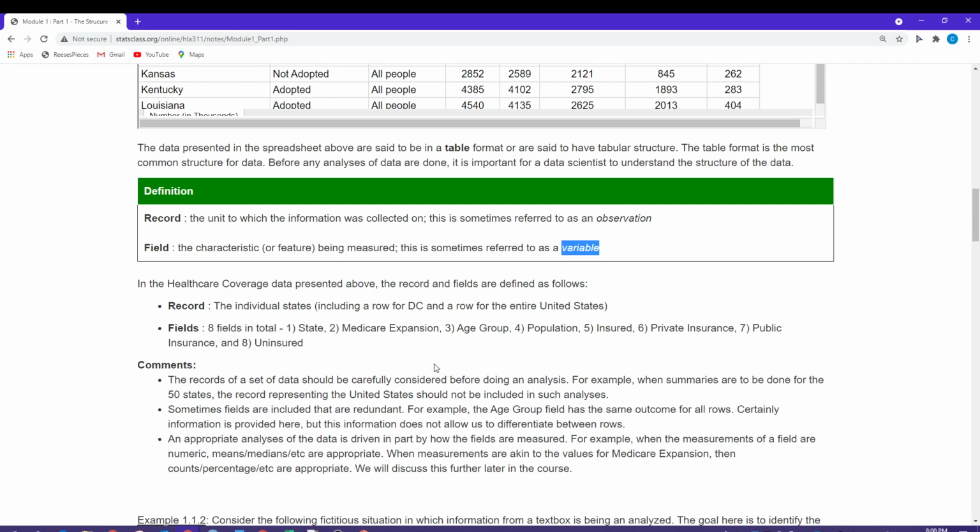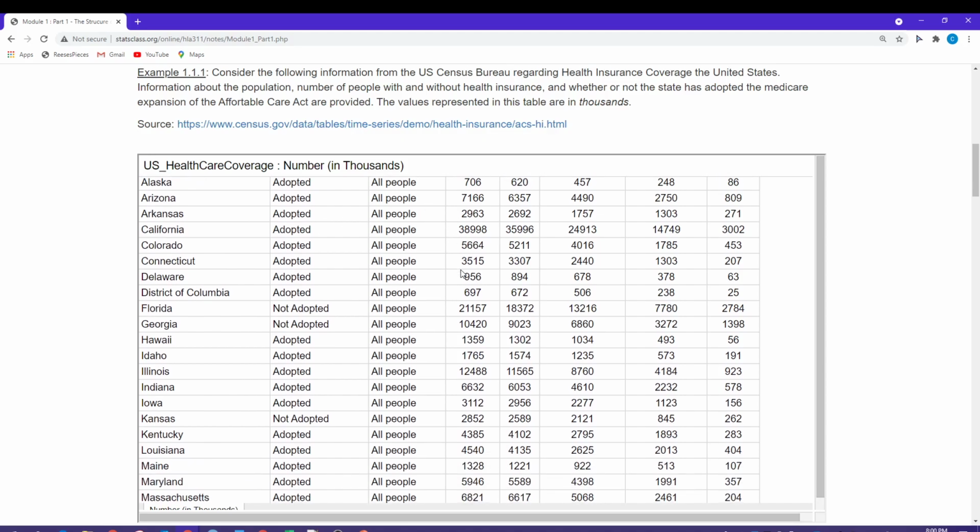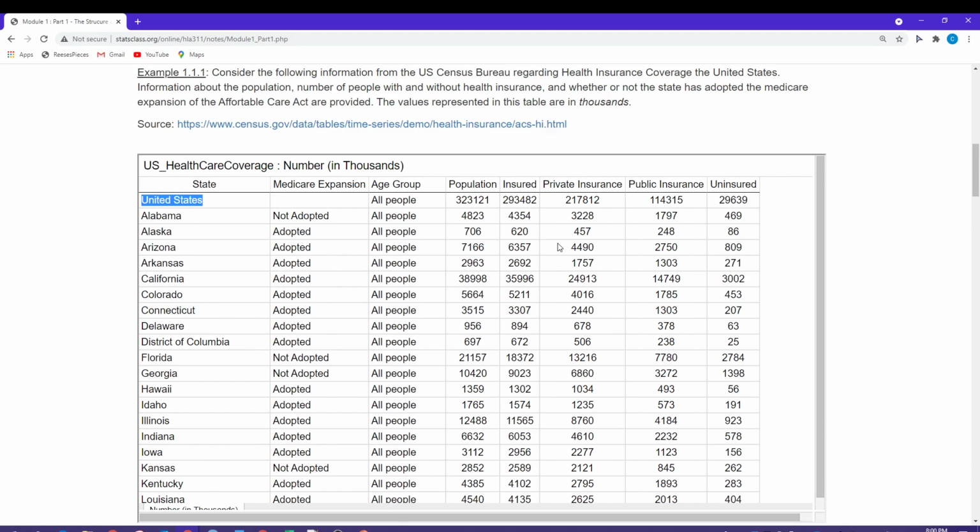So again, in this particular tabular format of the data, the records would represent the different states. I use that term a little loosely because the records include District of Columbia, which actually is not a state, and it also has a record for the United States, which is technically not a state. So what that means is we want to be careful when we're doing summaries on this data.